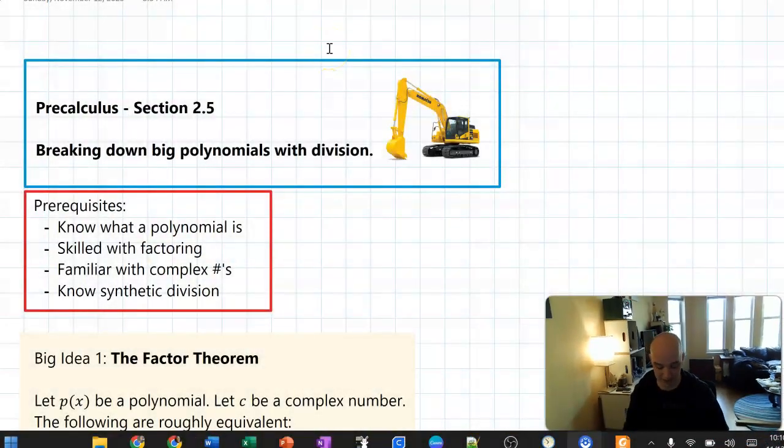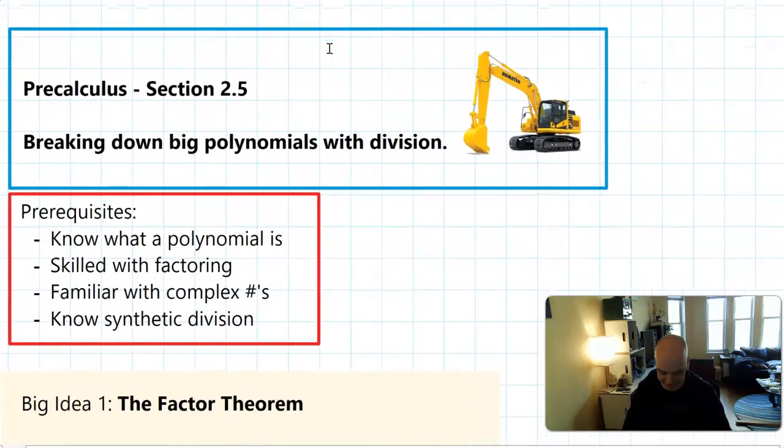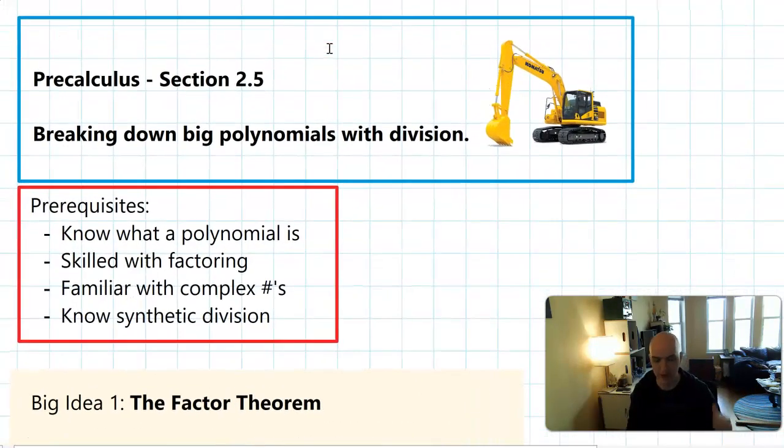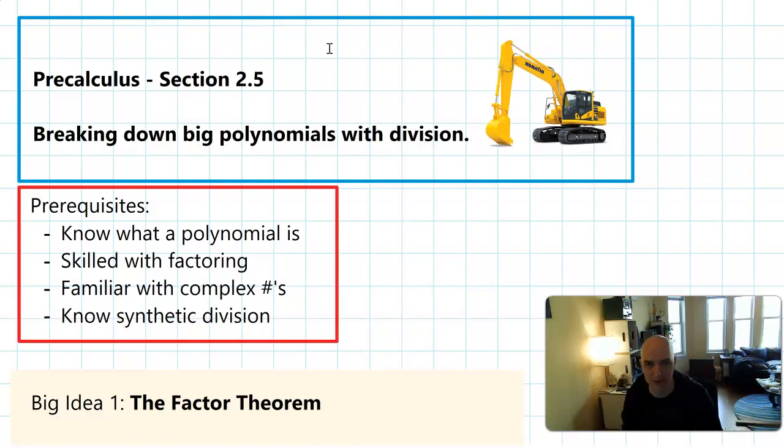Today, we're going to be looking at Precalculus section 2.5, which is all about breaking down polynomials using division. There are some prerequisites to this section. For it to really make sense for you, you've got to know what a polynomial is. That's section 2.3. You've got to be skilled with factoring. That's all the math classes up until now. You need to be familiar with complex numbers. That's section 2.1. And you should know synthetic division from section 2.4. If any of these things sound unfamiliar to you, I'd recommend going back to watch a previous video and then come back here when you're ready.